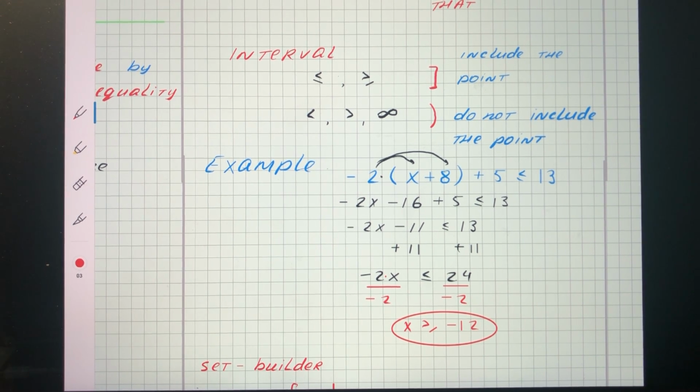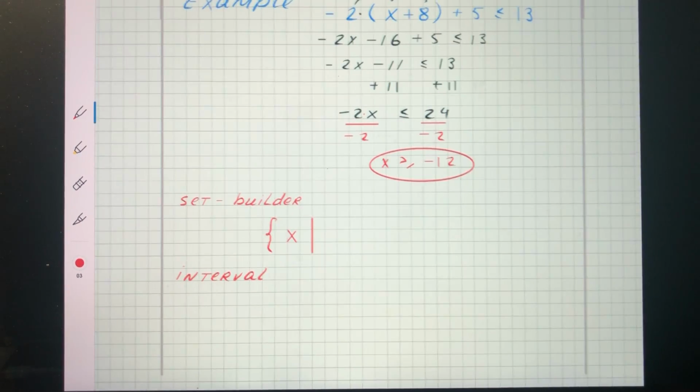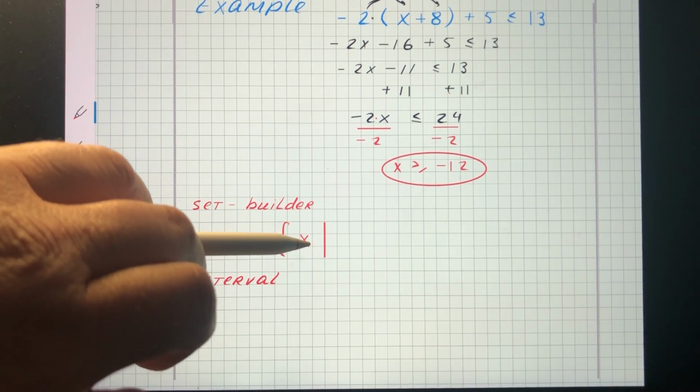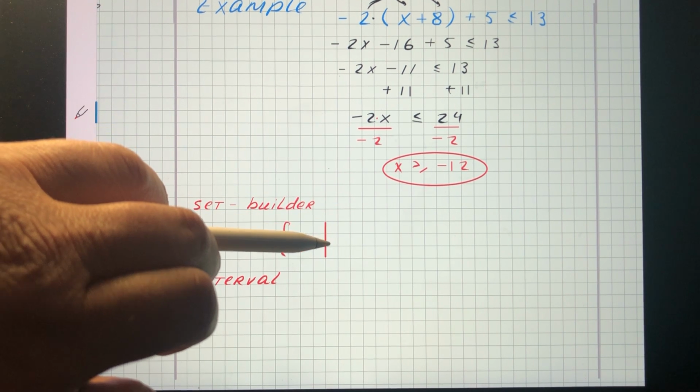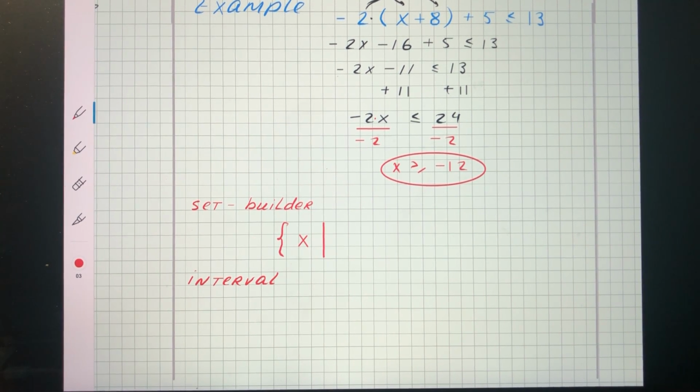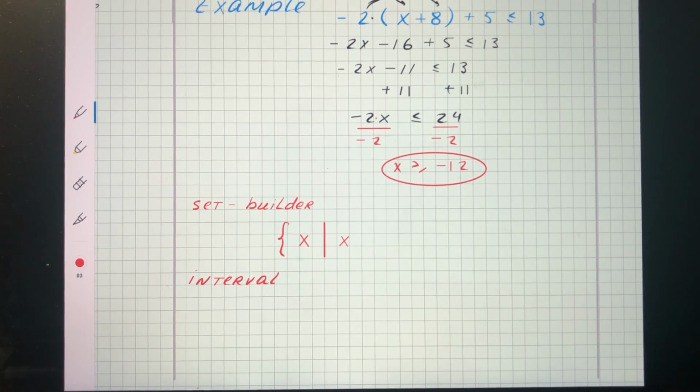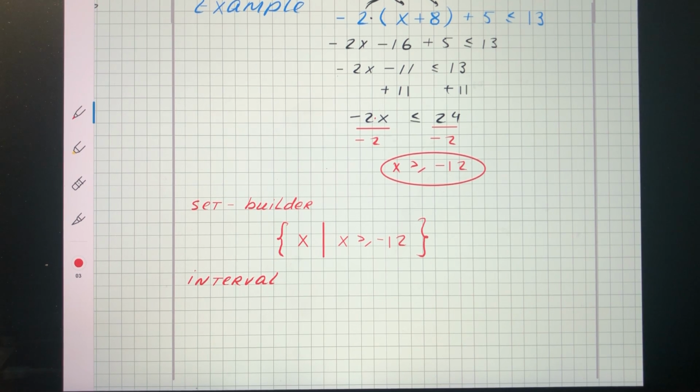Now let's write it using the set builder notation. In set builder notation, all we need to say is that we have a set that has x's in it, and the rule is exactly this rule. It's an x such that x is greater or equal to negative 12. Close the curly parentheses, and that's the answer. That's our final answer using set builder notation.